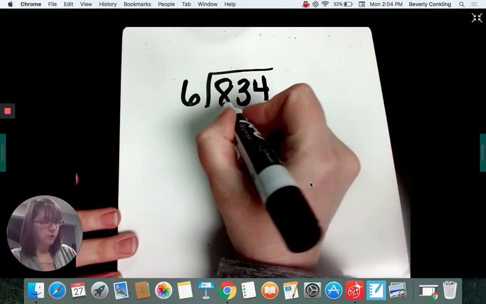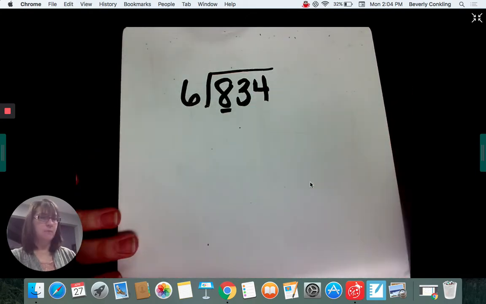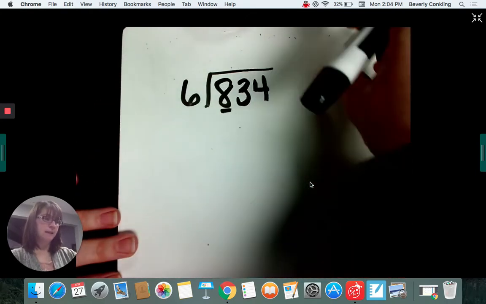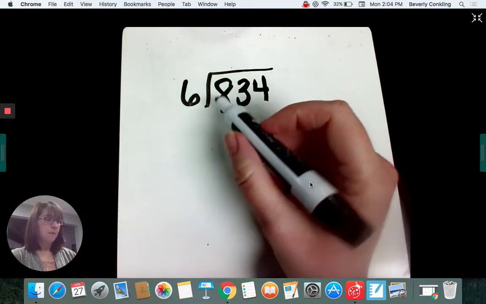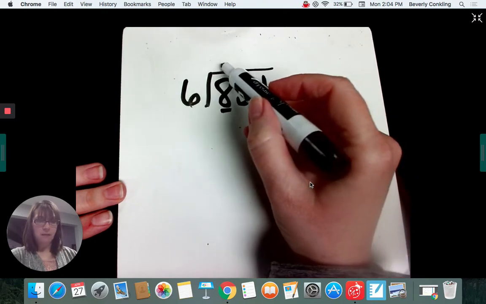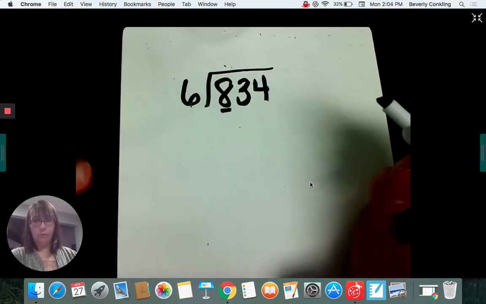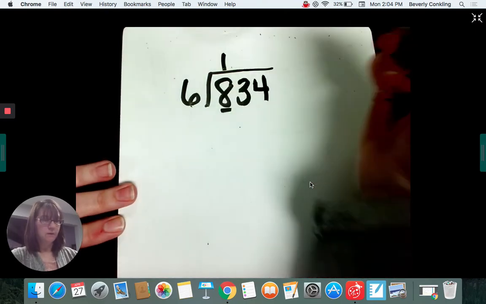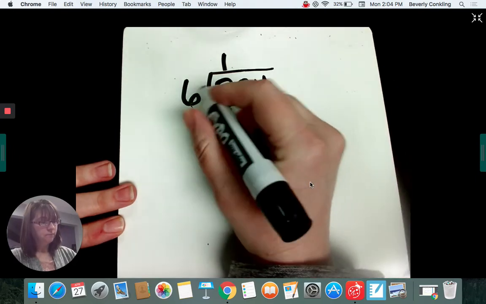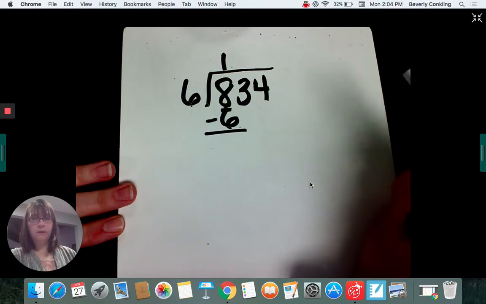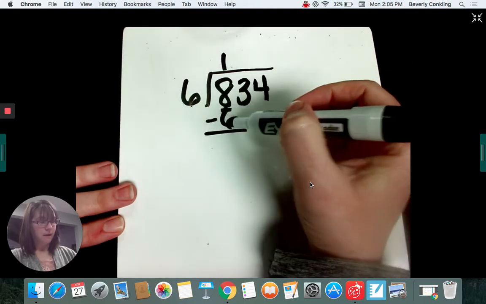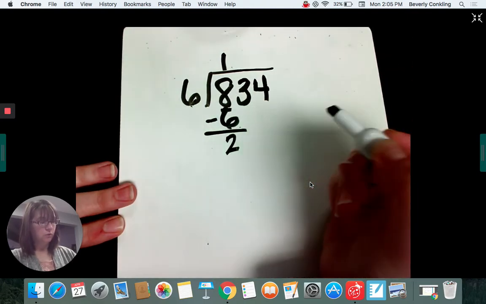Remember to start with just your first number. A lot of people want to just go to the end and see, oh, how big of a number times 6 makes this. One number at a time. So 6 times what gets me close to 8 without going over? Okay, so 6 times 1. 6 times 1 is 6. So I'm going to subtract. 8 minus 6 is 2.